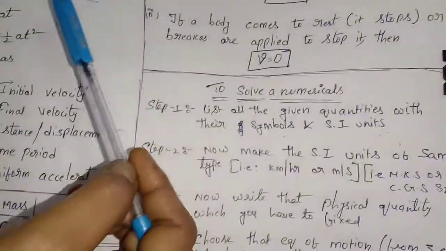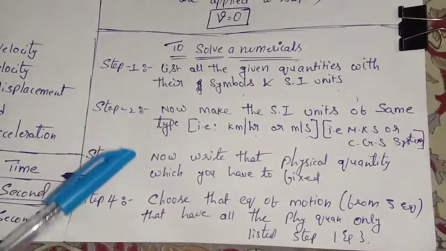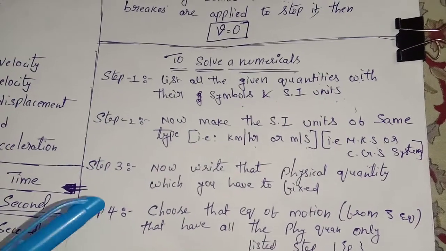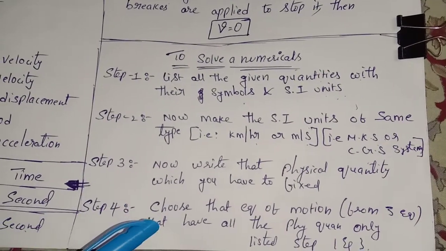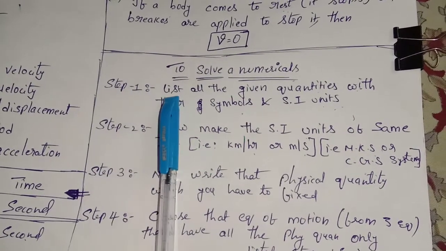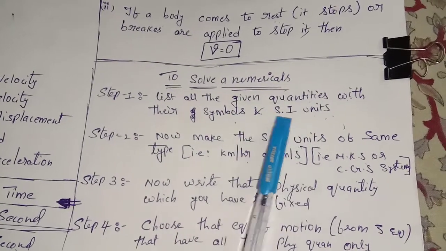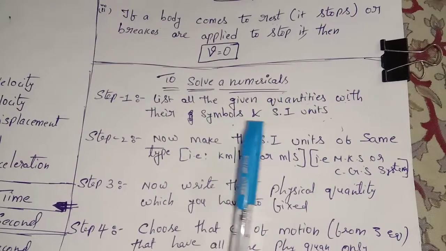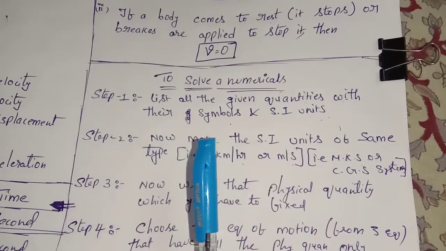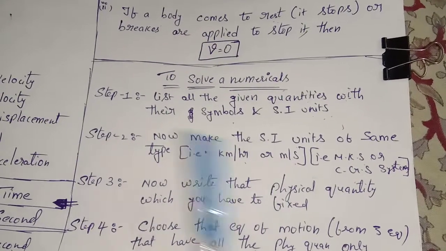You have to understand these two things. Before starting the problem, you should write all these points. You have to remember these points; it is compulsory. Then only you can solve the problems very easily. So step 1: list all the given quantities with their symbols and SI units. This was already discussed regarding SI units and physical quantities, like meter, kilometer, whatever they have given in the problem, we have to list first.